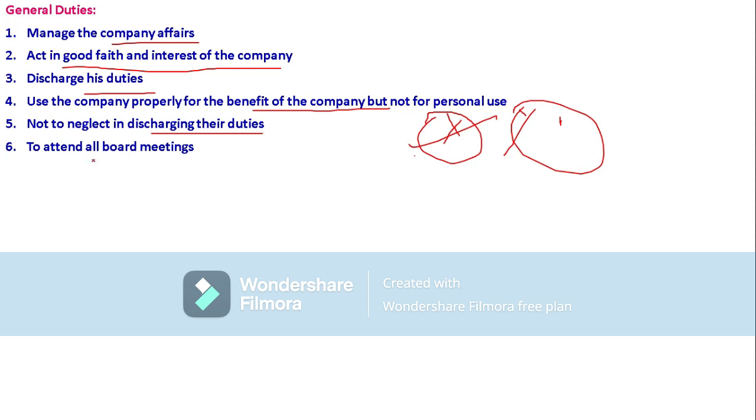Now, to attend all board meetings, it is obvious. Every director should attend all the meetings that are conducted in the organization. He has to conduct meetings also. Yearly 2-4 meetings will be conducted; every quarter 1 meeting will be conducted. In that meeting he has to give information regarding the progress of the organization, and he can give recommendations to the organization. All information can be updated there. And he can express his views and opinions regarding the organization in those board meetings. So these are the general duties of a director.